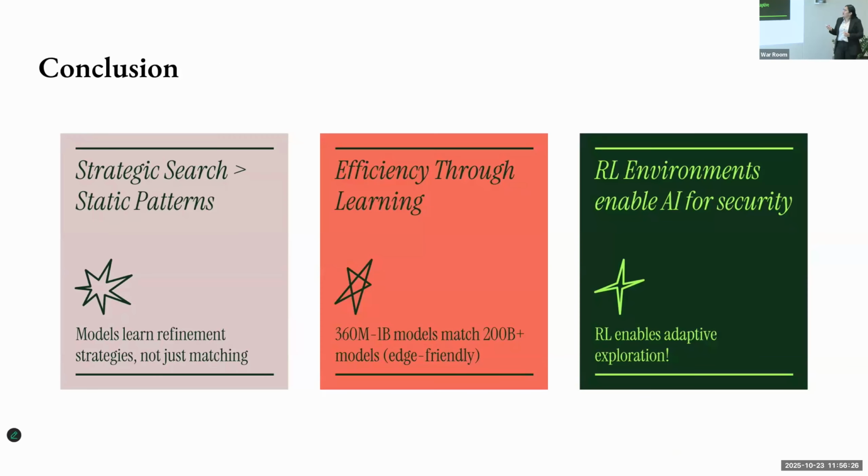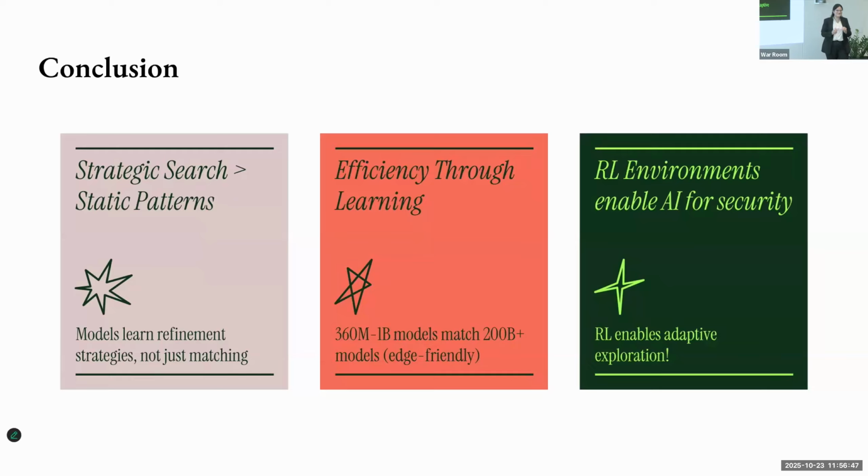Yeah, to conclude, I would like to conclude with three main things over here. One is the fact that strategic search definitely works better than static patterns. So models definitely learn refinement strategies, and they don't just match simple static tools, simple patterns as well.